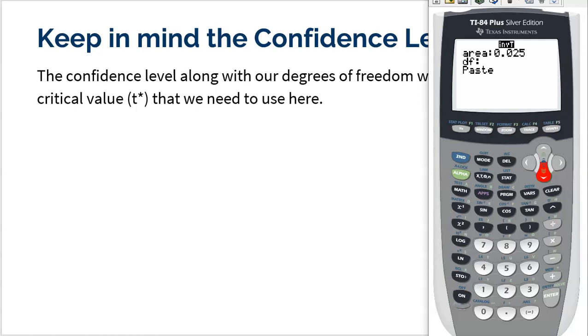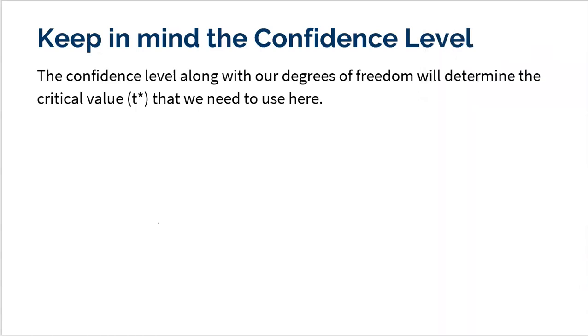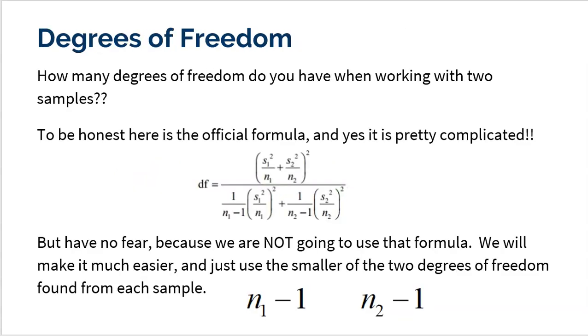So let's talk a little bit about degrees of freedom real quick, because if you remember earlier, the degrees of freedom was simply sample size minus 1. But now I have 2 samples. So how many degrees of freedom do we have when working with 2 samples? To be honest, it's crazy, but the official formula is very, very complicated. It's really weird to me because when you're talking about 1 sample, the degrees of freedom is mind-bogglingly easy. It's just your sample size minus 1.